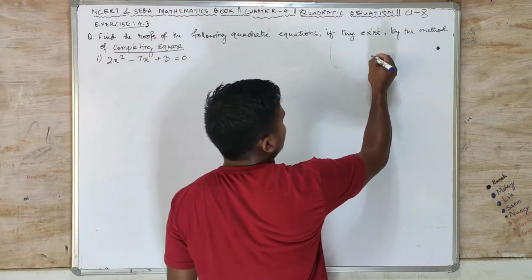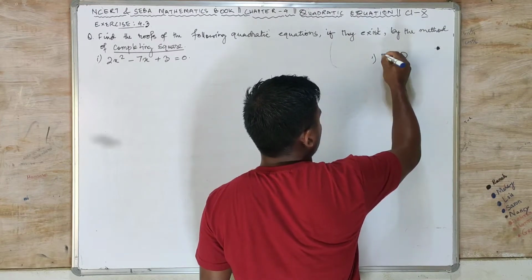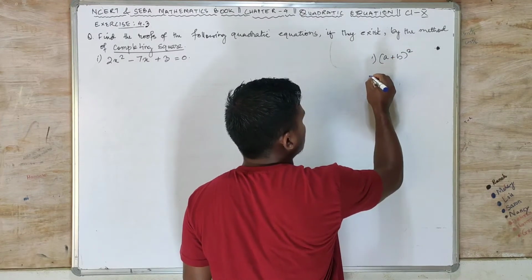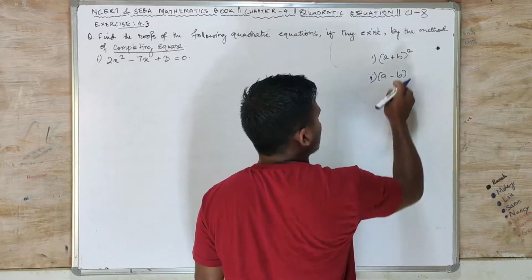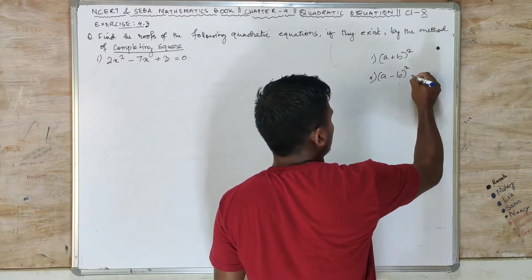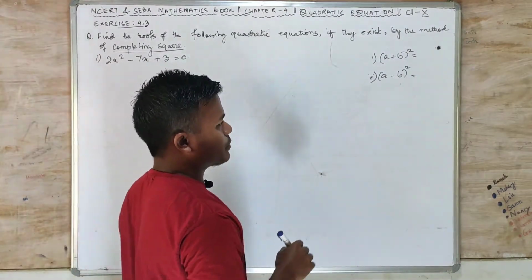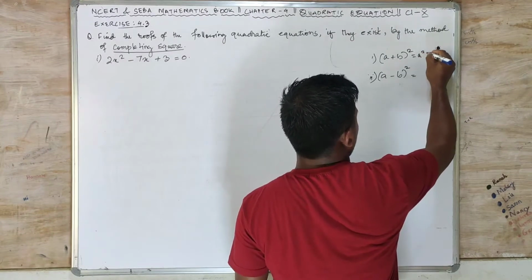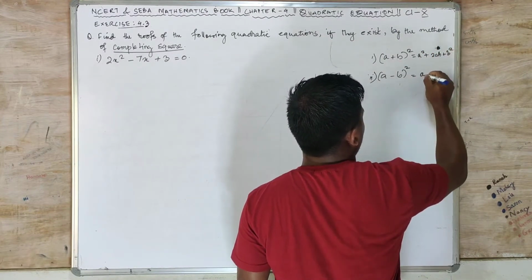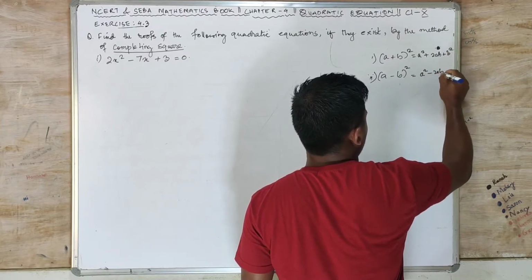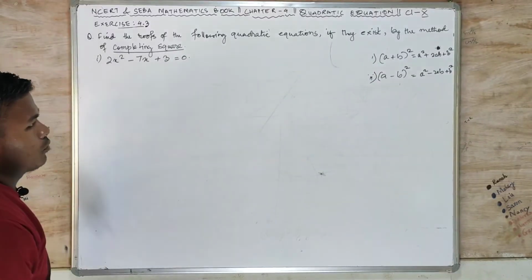In mathematics you have the formulas (a plus b) whole square, and another one, (a minus b) whole square. You see the whole term is completed as a square. So I will use these two formulas: a square plus 2ab plus b square, or a square minus 2ab plus b square.